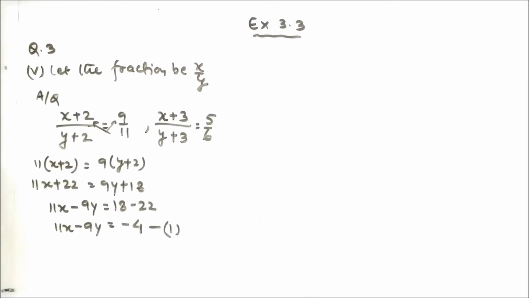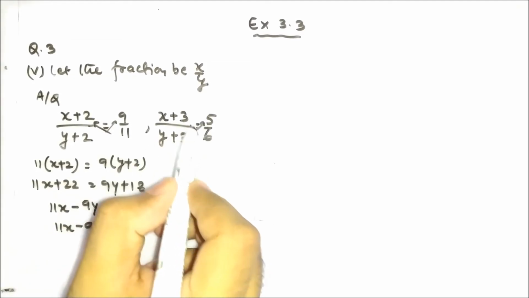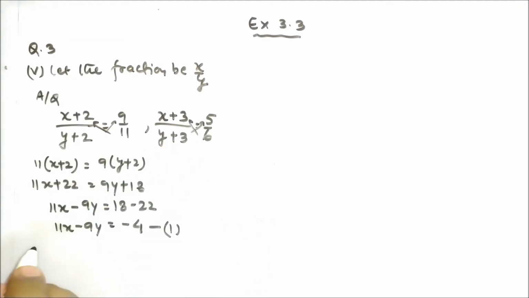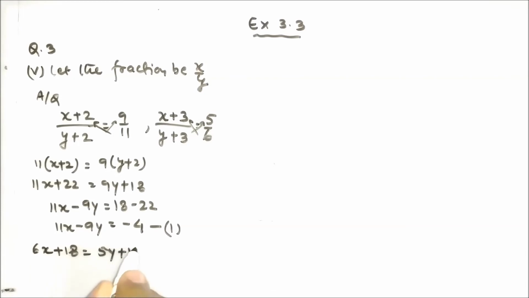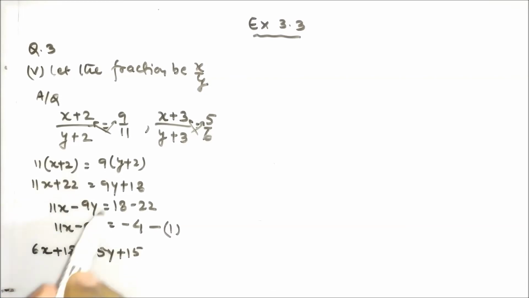Okay, so for equation number 2, we will cross multiply this thing. So that will be 6x plus 18 is equal to 5y plus 15. Again, like this we'll proceed. So it will be 6x minus 5y is equal to minus 3. This is your equation number 2.